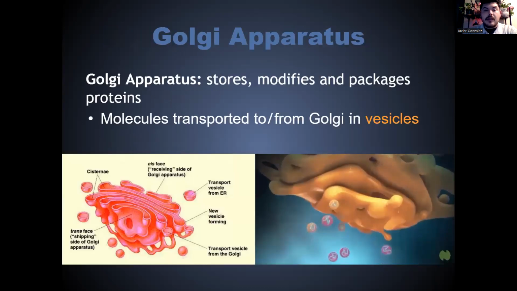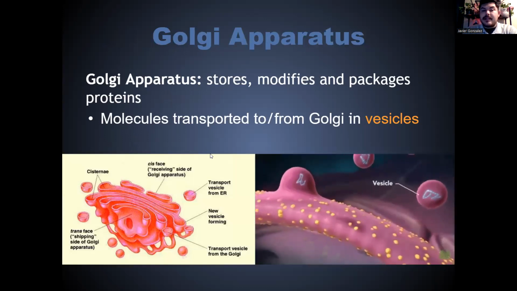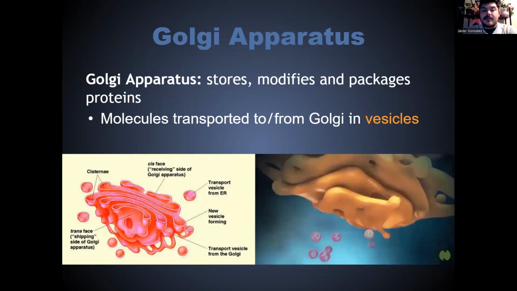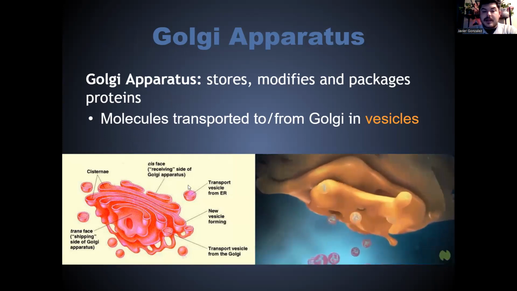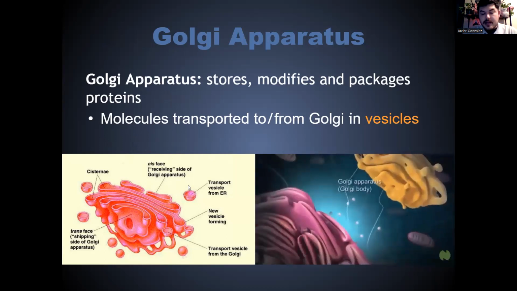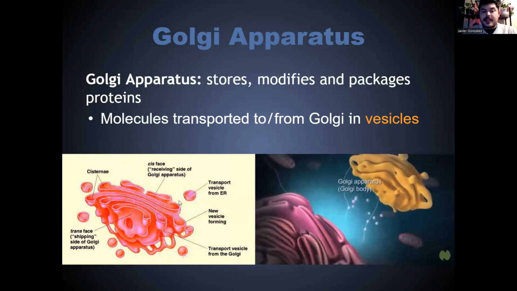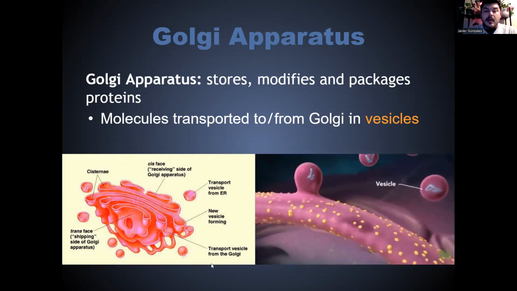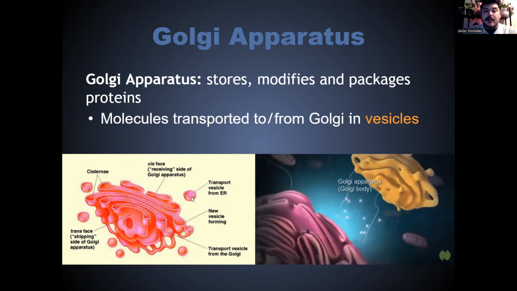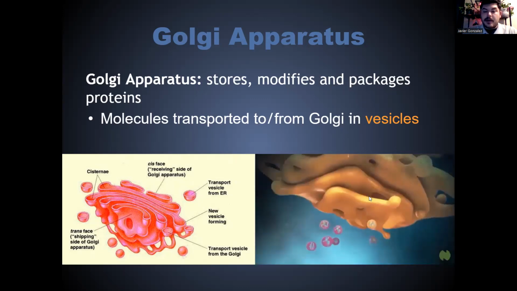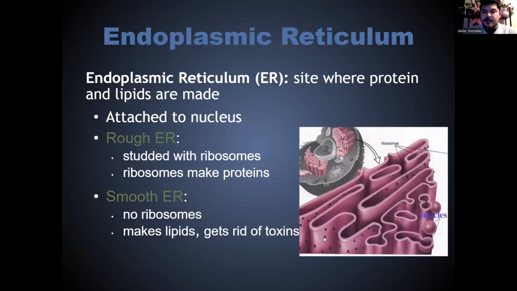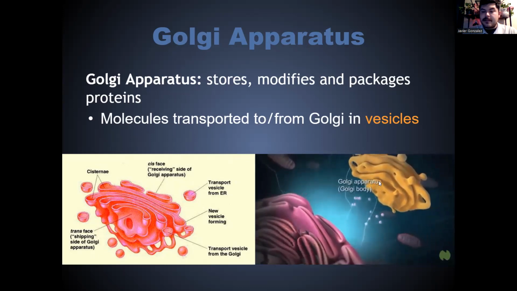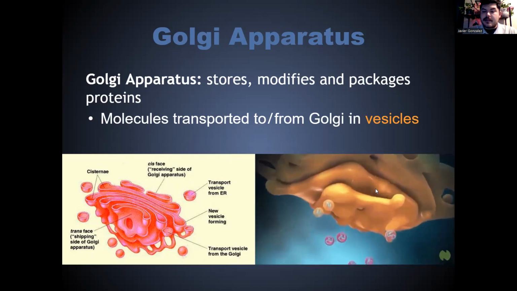Let's see. The Golgi apparatus, it stores, modifies, and packages proteins. Molecules transported to or from the Golgi are in vesicles. You see right here, these little cups are vesicles from the ER. They don't actually look like cups. I'm sure the diagram just cut it in half so you guys can see the inside of it. But yes, these molecules are basically inside of these little balls. Let me see if I could restart the animation. The vesicles take these all the way to the Golgi apparatus, where they become attached or absorbed.